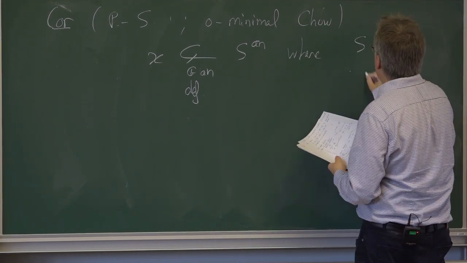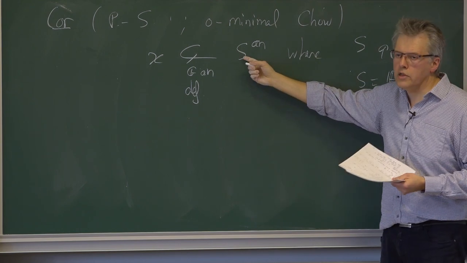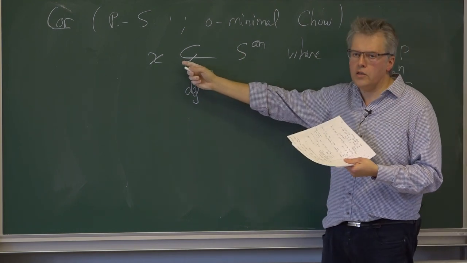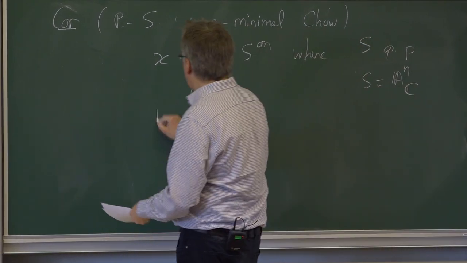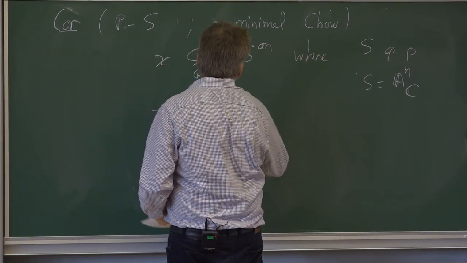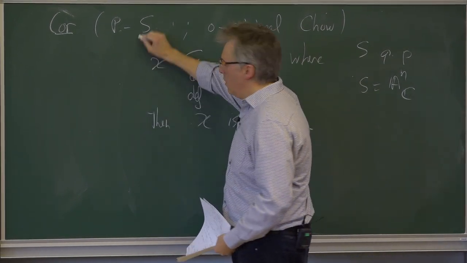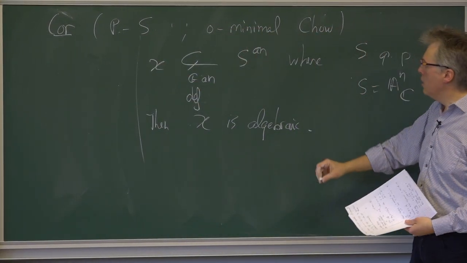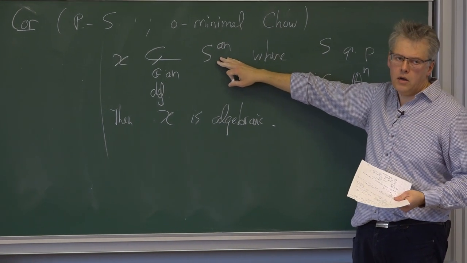Quasi-projective, you just have to think that S is ANC. So this is just C to the n, and you take any complex analytic subset of C to the n, which is definable in some O-minimal structure. And then the claim is that X is algebraic. The important point is that, if S is compact, if you are in the projective case, then anyway, this is automatically definable in Rn.